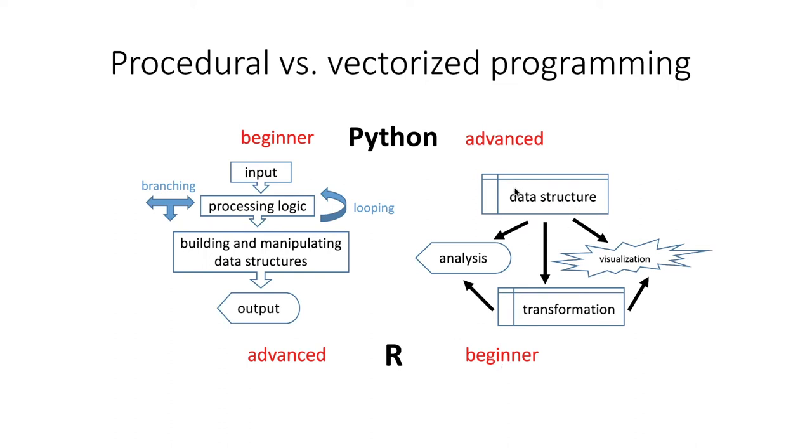We take data structures and read them in from files. We may perform transformations at an entire column at a time. And in the end, we do some kind of analysis or visualization, just like we might do in Python, but it's all done using entire vectors at one time. You can code in R in this sort of procedural paradigm, but that's more of an advanced feature. So you can see that in the cases of Python and R, you can program in either one of these paradigms, but for beginners, one tends to use the procedural paradigm for Python and the vectorized paradigm for R.